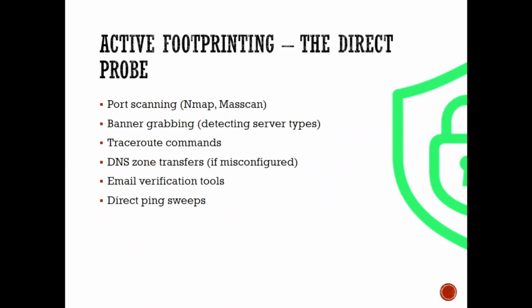Active footprinting, the direct probe. Active footprinting involves interacting directly with the target's infrastructure. Here you send requests, pings, or scans to a system to extract data. Examples of active techniques: port scanning with Nmap or masscan, banner grabbing, detecting server types, traceroute commands, DNS zone transfers if misconfigured, email verification tools, and direct ping sweeps.